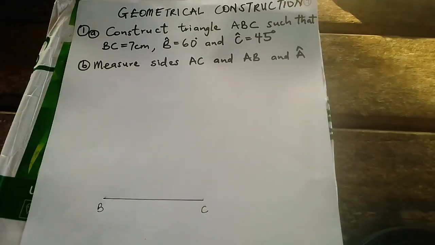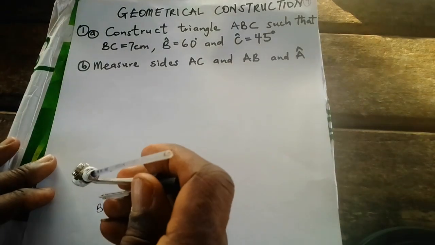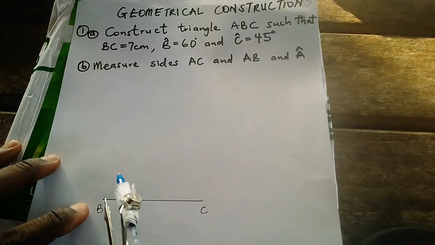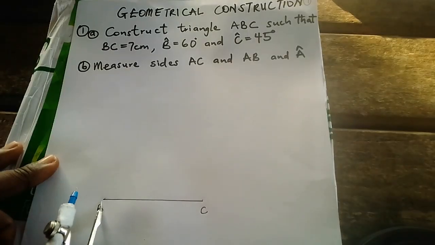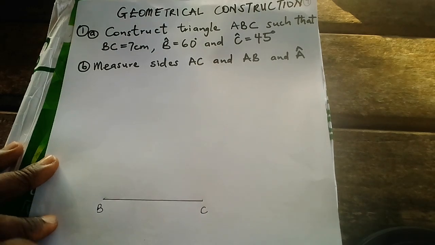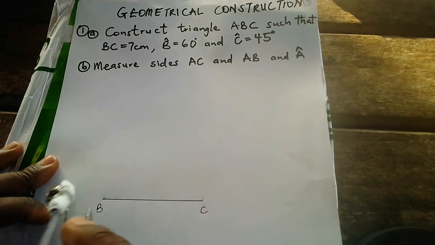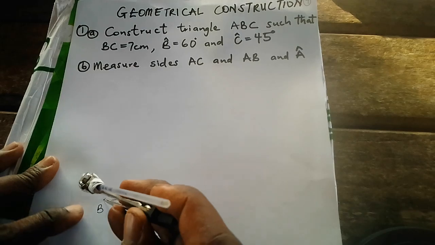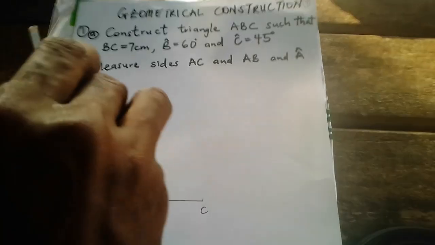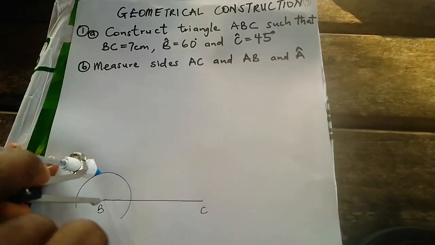So you pick your compass. I'm going to draw a semicircle. I'm going to start from the end of this line. I'll now draw a semicircle on it to draw 60 degrees. So this is my semicircle.